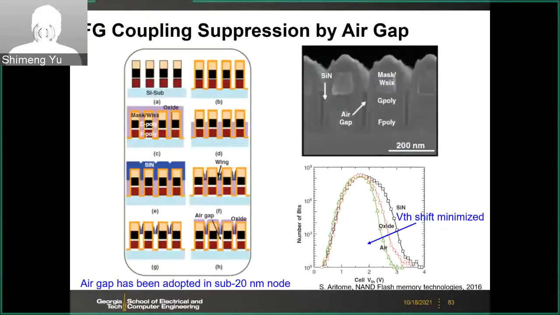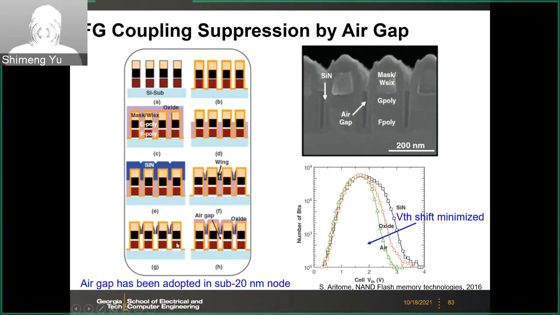And another way to reduce the cell-to-cell coupling, as we discussed before in the DRAM as well. So DRAM, if you recall, we want to reduce the bitline capacitance, right? So we introduce lower K material as the isolation between the bit lines. So similarly, in the NAND flash, what you can do is to introduce lower dielectric between the word lines, and the lowest dielectric constant or permittivity you can get is air, right? So here between the word lines, you can introduce this air gap.